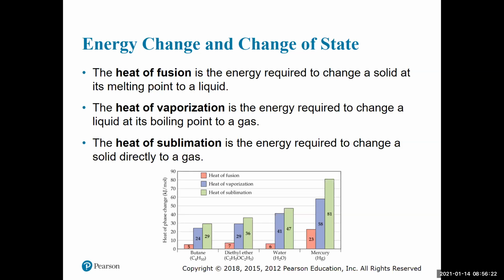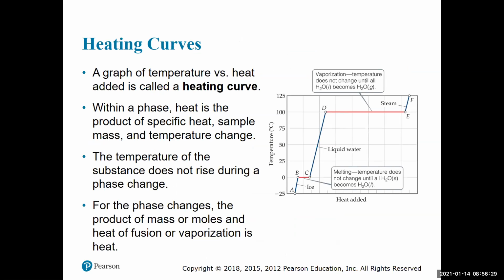Heat of vaporization and then heat of sublimation. And that leads us to heating curves. There's quite a bit of information on this, but this is really a graphical description of what goes on in terms of heat flow for these processes to occur.